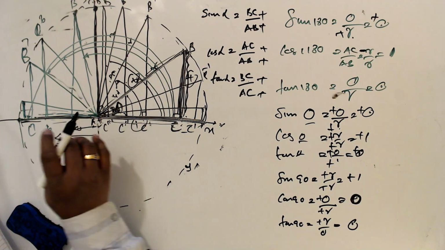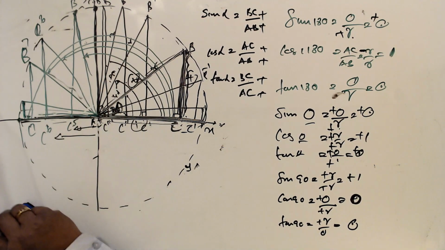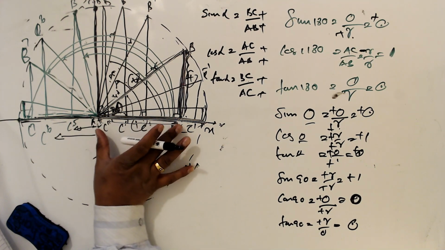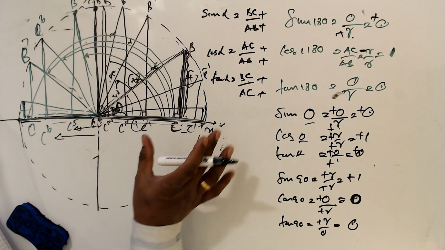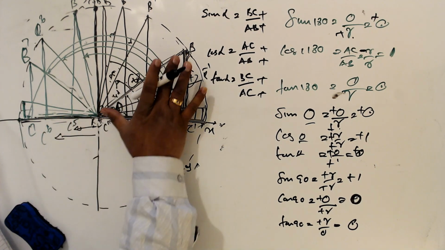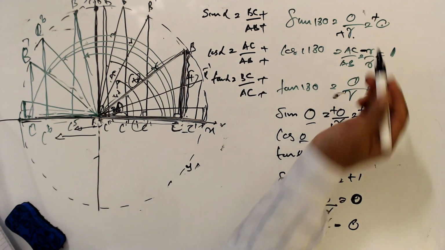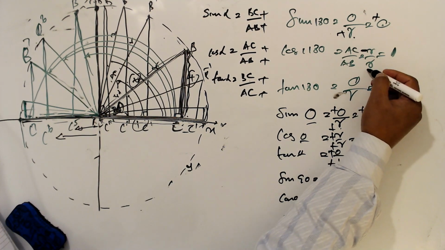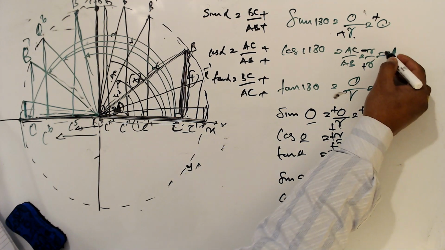AC divided by hypotenuse. Cos means adjacent divided by hypotenuse. This adjacent is negative in here, right? Hypotenuse, that's why I put negative. Hypotenuse always positive. So then negative divided by positive, answer is negative.